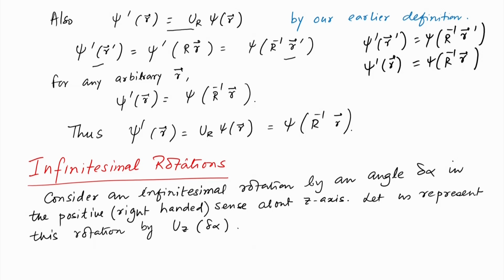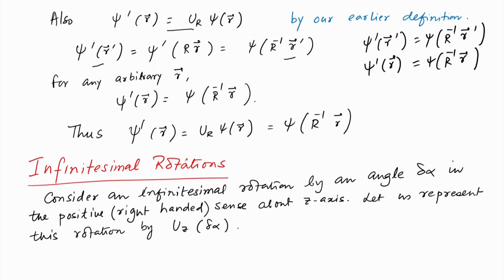So, these give you the relationship between the wave functions after rotation, the rotated wave function, versus the original wave function. Now, let us discuss something called infinitesimal rotations, and the reason that we do it is the following: usually rotations do not commute. So, successive rotations do not commute.